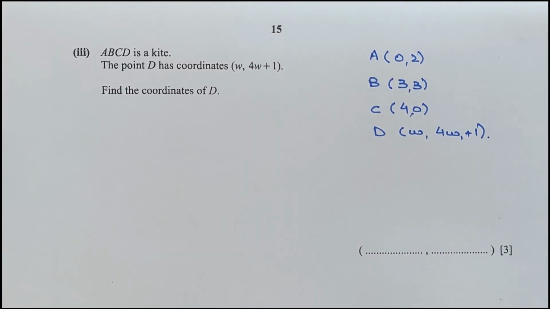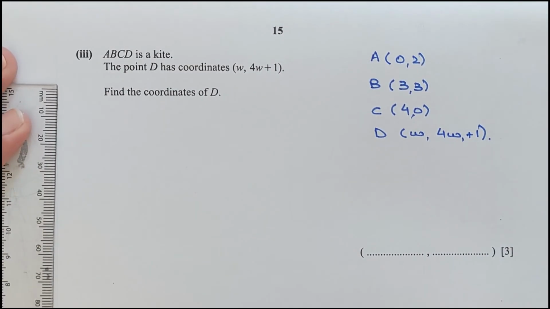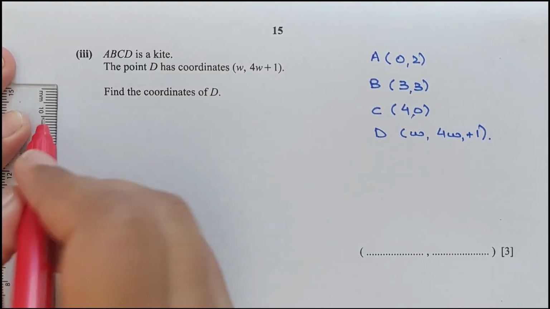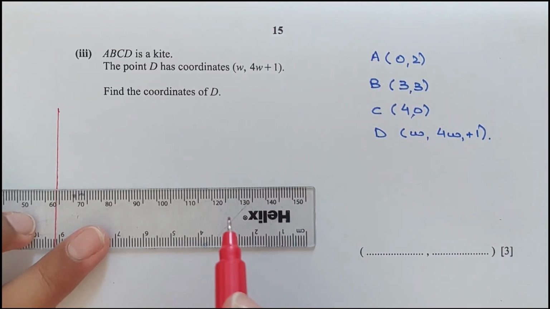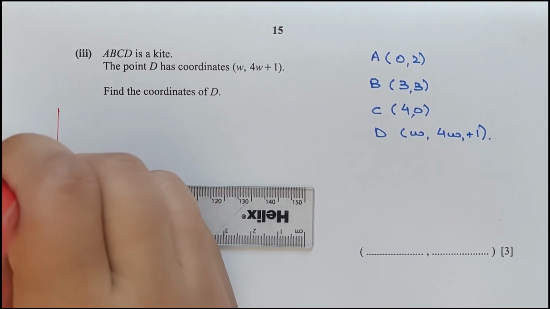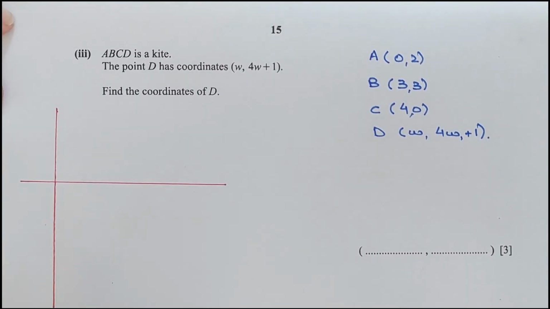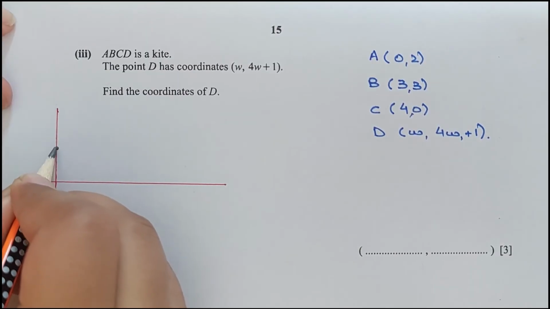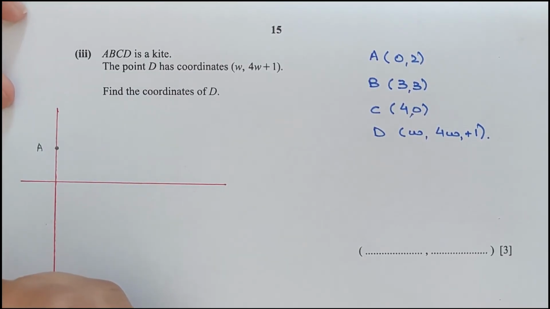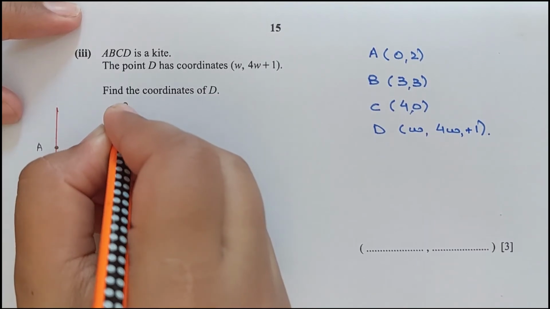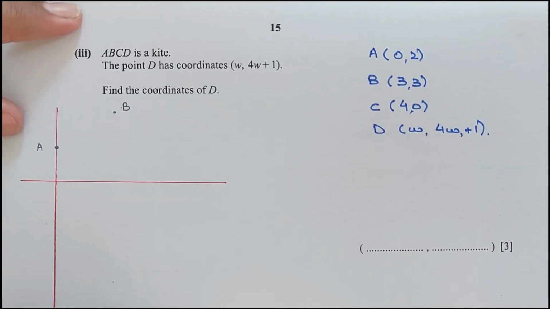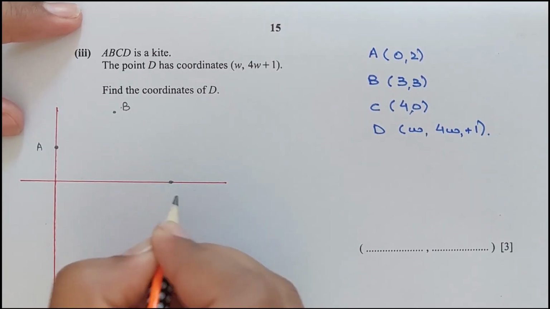All right. Let me draw the shape of the kite. This is my y-axis and my x-axis. So the first point A, x is 0 and y is 2. Let's say this is the point A. The point B, x is 3 and y is 3. Let's say here is B. C, x is 4 and y is 0. We have C.